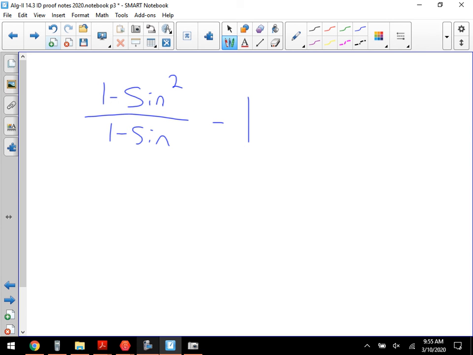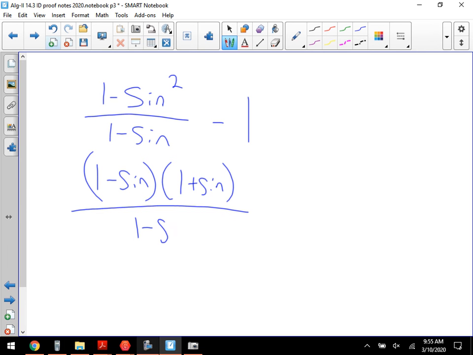Is this a perfect square? Is that a subtraction symbol? You gotta factor first. What's 1 plus sine minus 1? There you go.